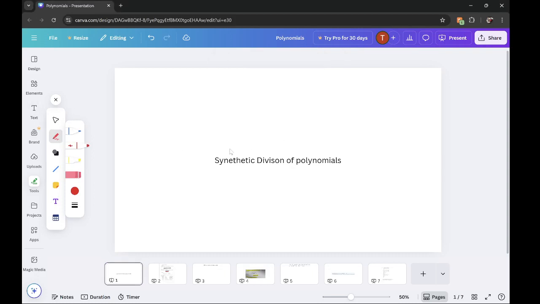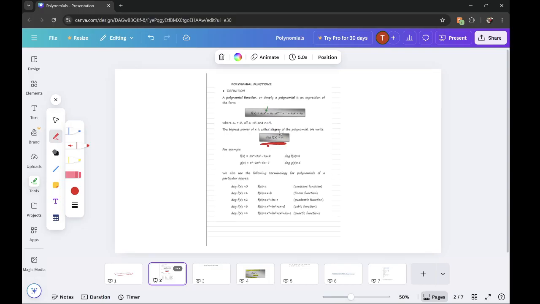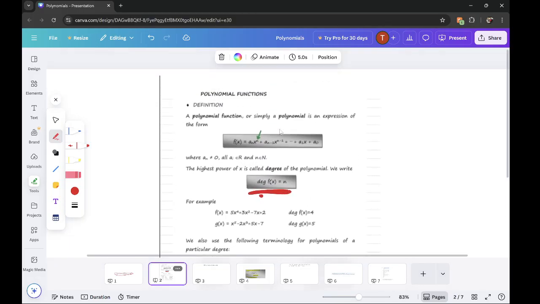Today we're going to be focusing on synthetic division of polynomials. So we'll get right into it. First off, what is a polynomial? You can see the definition written for you here.